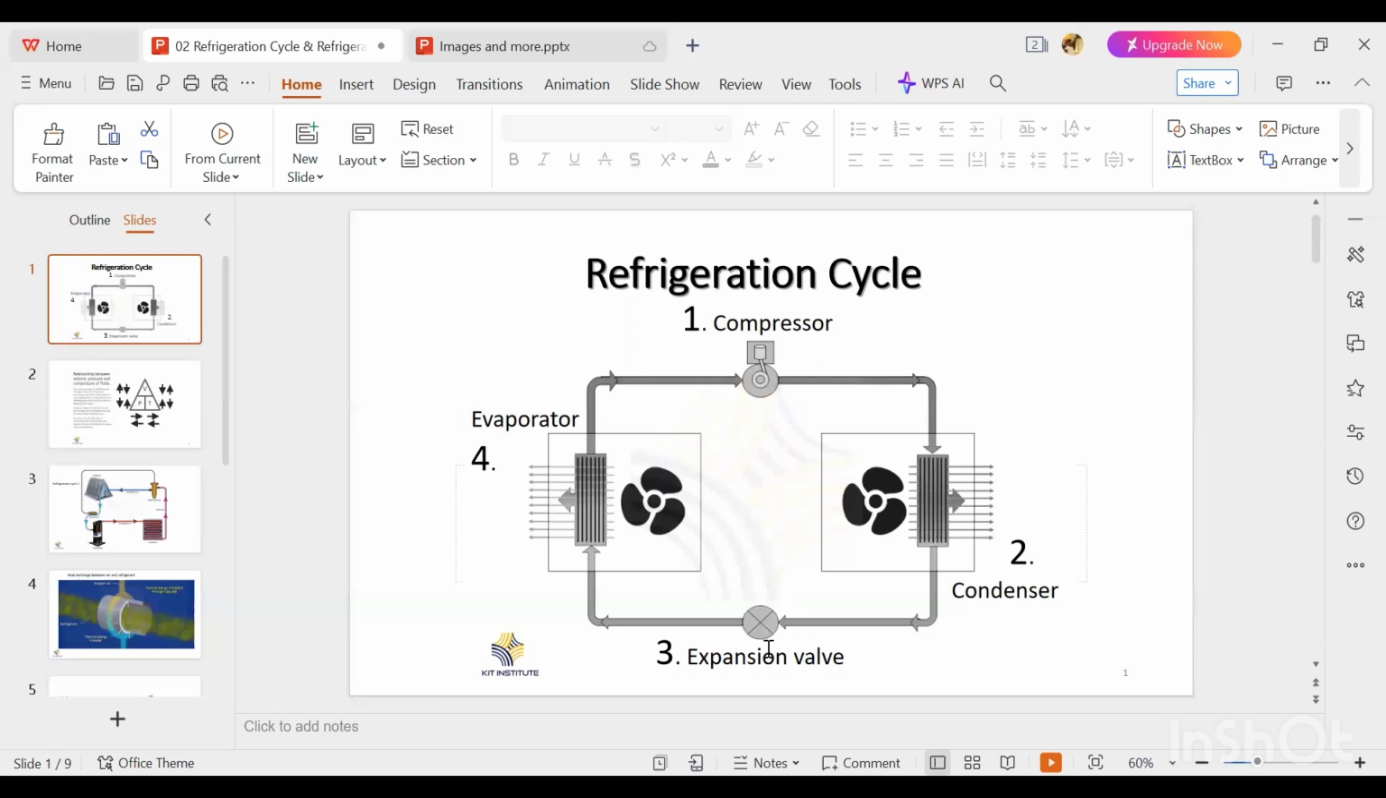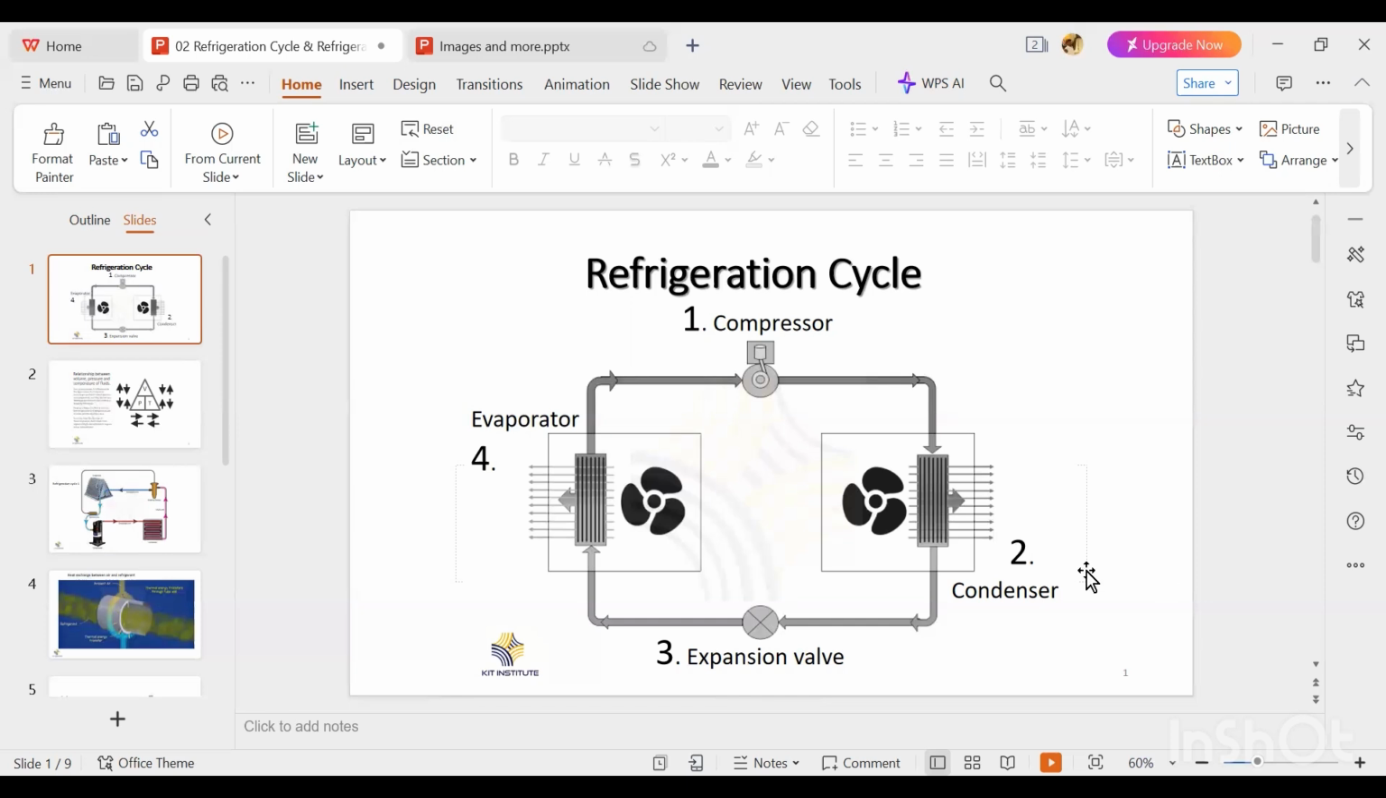Then the same theory applies at the expansion valve. Now at the expansion valve, it is the vice versa, the opposite of the compressor. The compressor increases pressure. Now the opposite is reducing pressure by increasing volume. So this expansion valve is going to expand the refrigerant. It expands it in terms of volume.